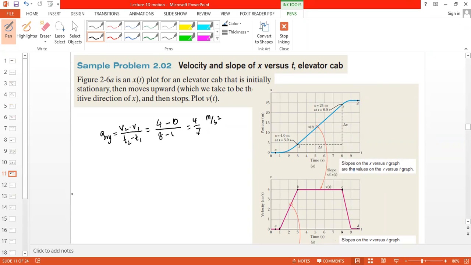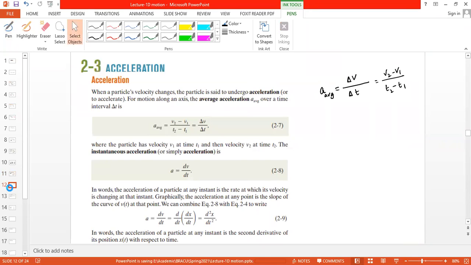And same again, we can easily find the instantaneous acceleration as well. Instantaneous acceleration is defined as the acceleration at a particular instant of time. Same definition will be applicable: del v over del t when delta t tends to 0. Or you can write instantaneous acceleration as dv over dt. That is, instantaneous acceleration is just the slope of the velocity versus time curve.